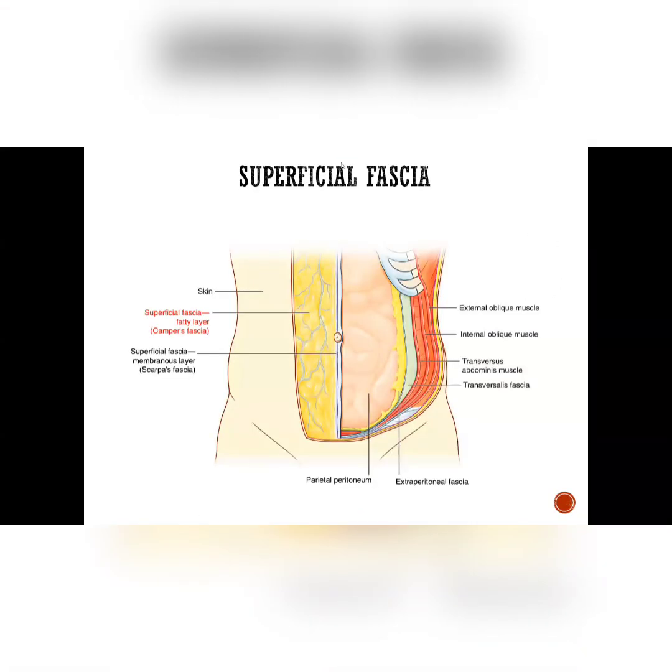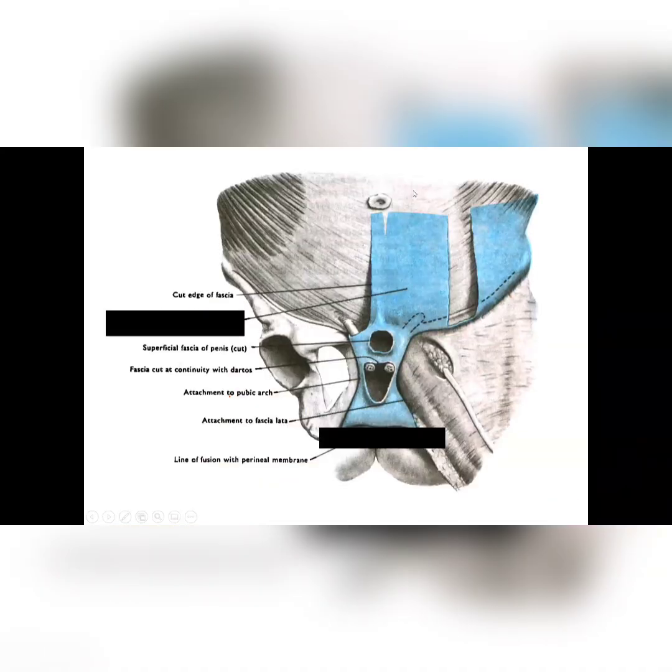Now, the superficial fascia. What are the two layers of the superficial fascia? Can you name them? Yes, class. What are the two layers? Fatty layer and deep membranous layer. Yes, good. The superficial fatty layer or Camper's fascia and the deeper membranous layer or Scarpa's fascia. In this diagram taken from Cunningham, the blue color is the Scarpa's fascia or the membranous layer.